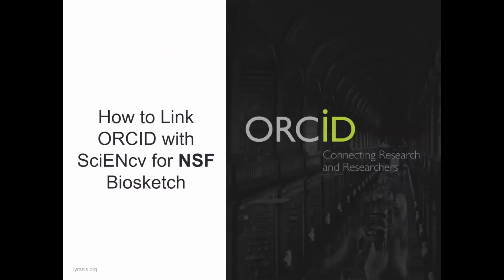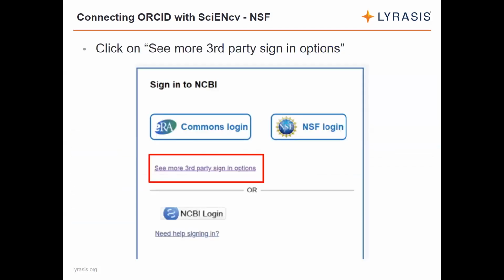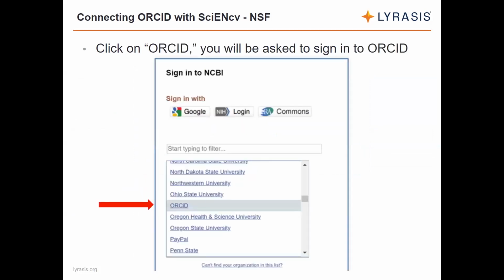Now we're going to cover how to link ORCID with SciENcv for the NSF Biosketch. To get started, go to the SciENcv homepage and click on the blue button that says Click Here to Start. You'll be asked to sign in to NCBI. If you click on See More Third-Party Sign-In Options, you'll notice that ORCID is listed as a sign-in option. So go ahead and click on ORCID.